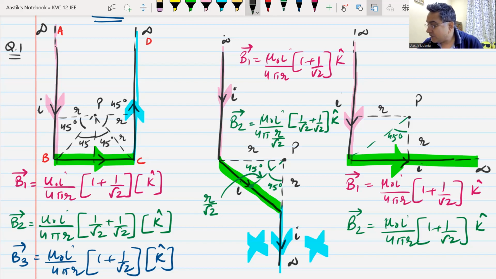To find the net field, you just have to add up these two fields. Do we understand how I have got this? Yes or no? Everyone understands this? Yes, sir.